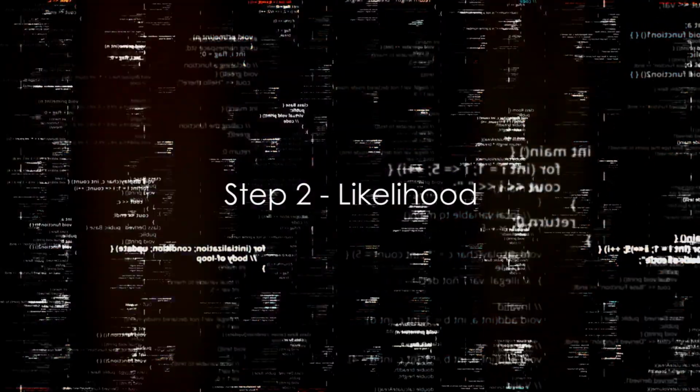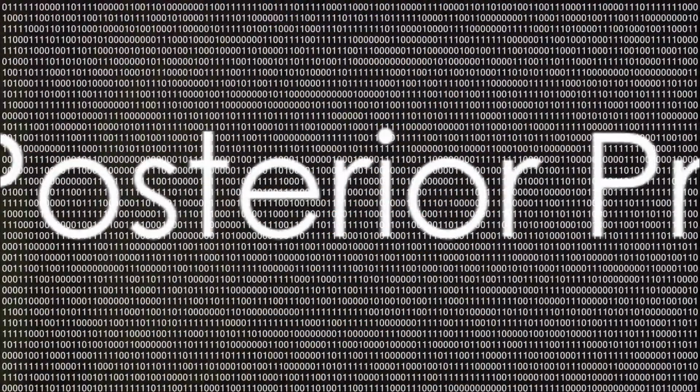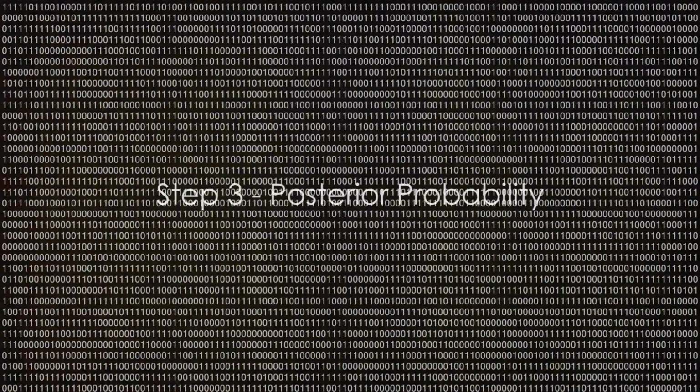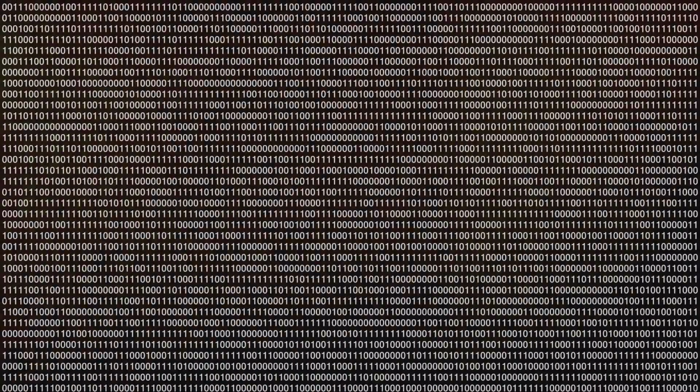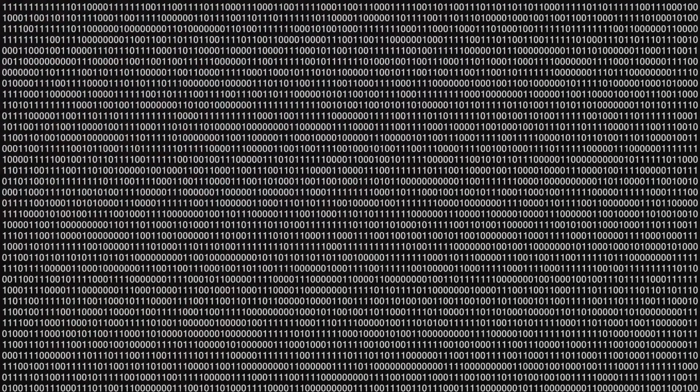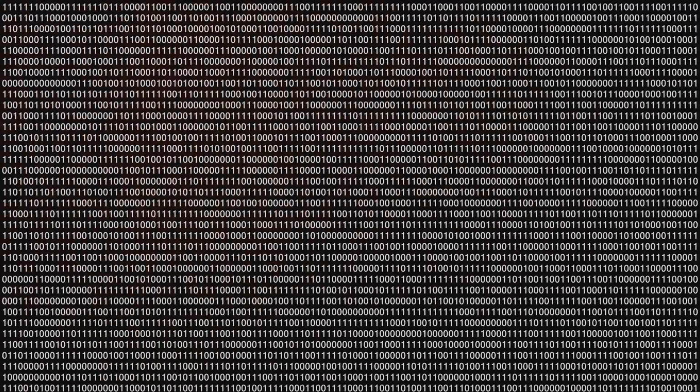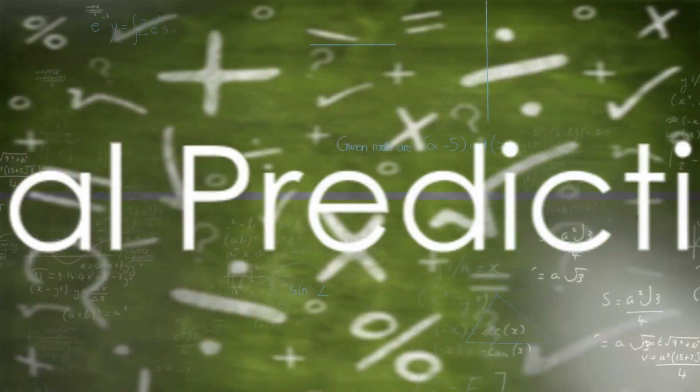Next, it calculates the likelihood. This is the probability of a feature, like a word in an email, given a category. In the spam email example, this could be the probability of seeing the word "free" in a spam email. Finally, the algorithm calculates the posterior probability, which is the probability of a category given a feature. It does this using Bayes' theorem, which is a fundamental concept in probability theory. The category with the highest posterior probability is the prediction for a given feature.